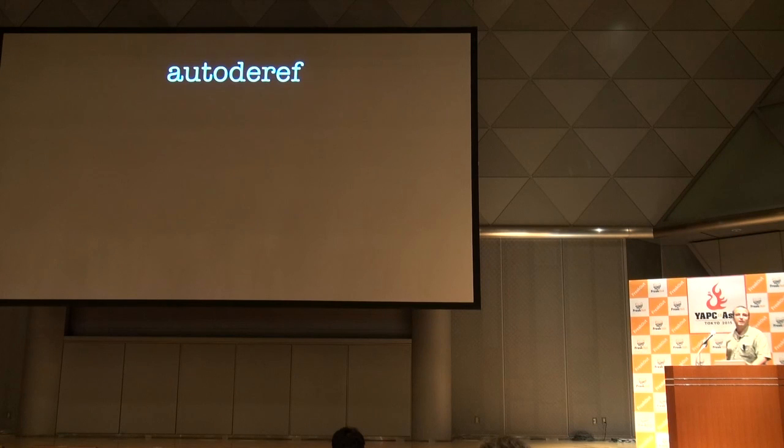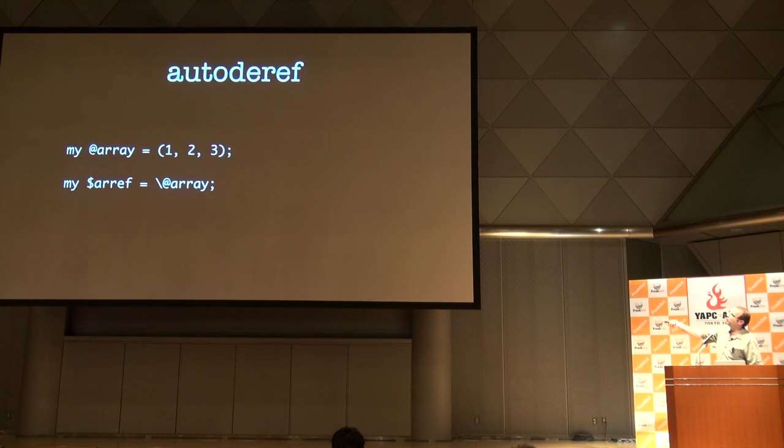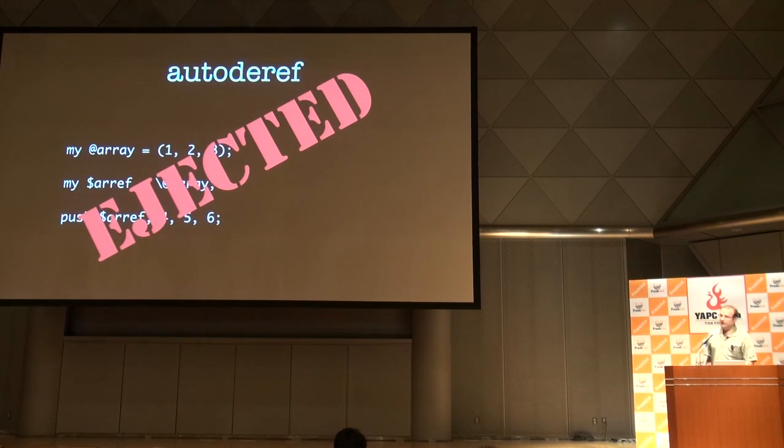Auto dereference. Auto dereference was kind of interesting. If you had an array and you took a reference to it, then you could push directly onto the array reference without dereferencing it. Now that's good, right? It eliminates the double sigil. But it becomes confusing. You can't tell at compile time that this is any good. With some built-ins like keys or each, it's even more confusing because is it going to try to treat it like an array or like a hash? This has gotten thrown away.